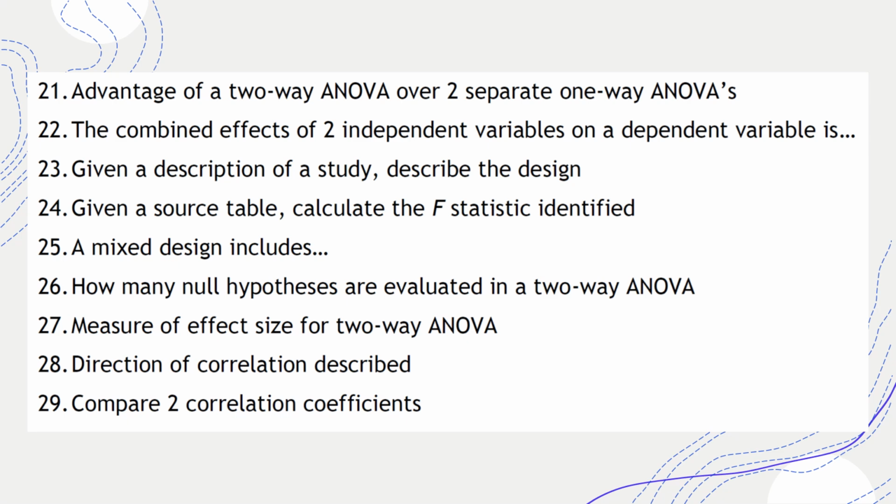23, given a description of a study, describe the design. Okay, so it's going to basically tell you what they're looking at in terms of variables. So how many variables. They're also going to tell you how many levels for each. And then it wants you to basically, okay, using the notation, how would you label this ANOVA, okay? So again, the number of independent variables is the number of numbers that you see, okay? The number itself is how many levels of that independent variable. Okay. And the other part of it that's going to be important to keep in mind is is it within groups or is it between groups? Okay. Which will be described in the little description here.